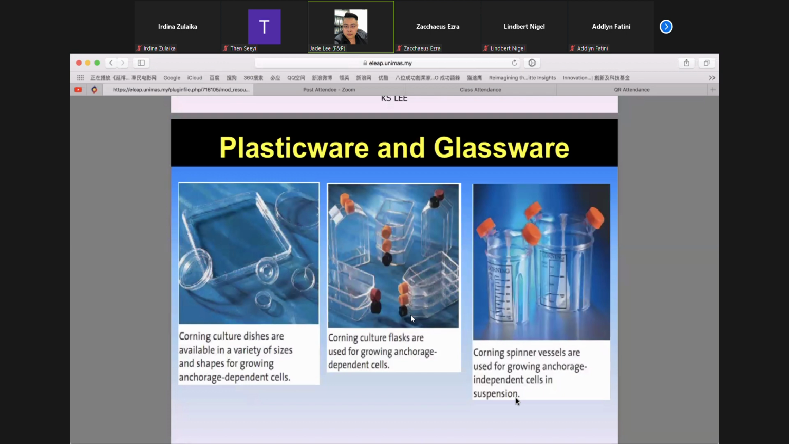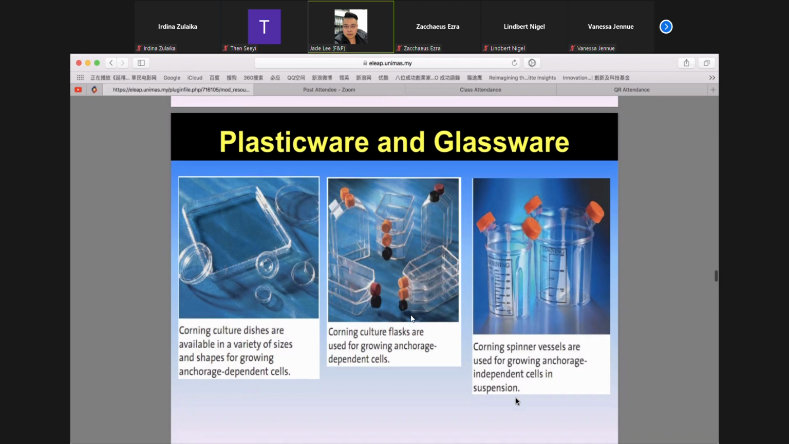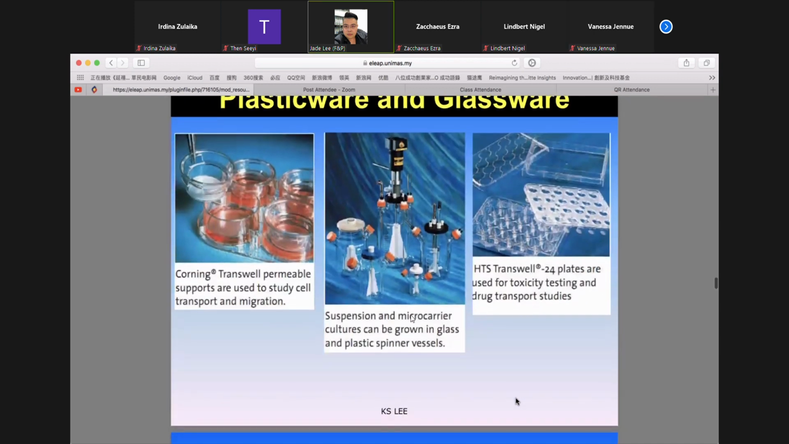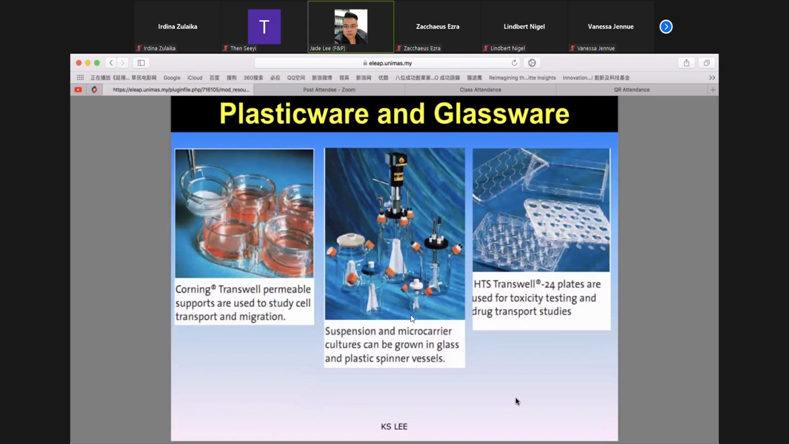How about our mast cell? Dependent. Okay, it is anchorage dependent, yeah? Right, very good. Corning transwell permeable supports are also used to study cell transport and also migration. There are many functions of this equipment, yeah? So suspension and microcarrier culture can be grown in the glass or plastic spinner, you see.